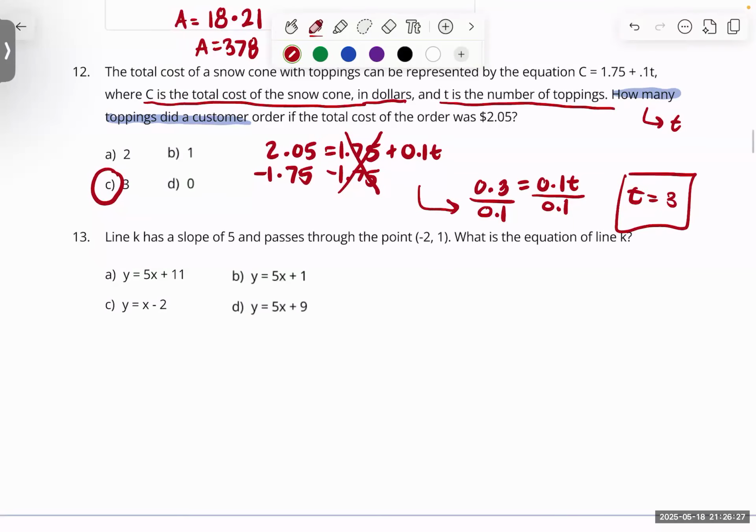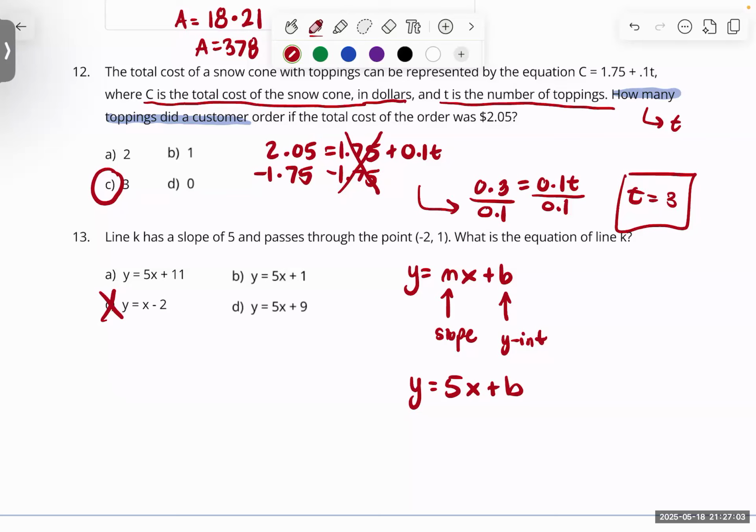Okay. Line K has a slope of 5 and passes through the point -2, 1. What is the equation of line K? Okay, so for all equations of lines, it's y equals mx plus b, where m is the slope and b is the y-intercept. So it gives us the slope. So we already know it's y equals 5x plus b. We don't know what b is. We need to figure that out. But that automatically eliminates C because that slope is 1.